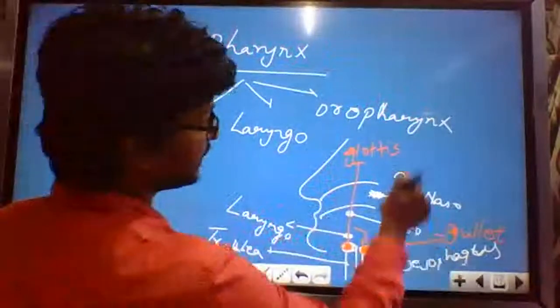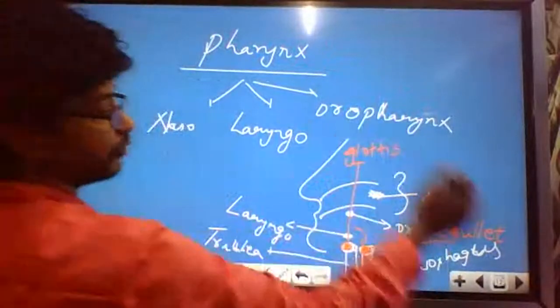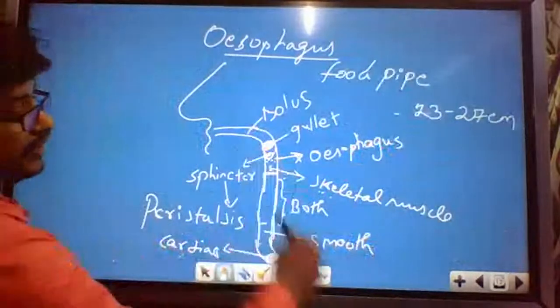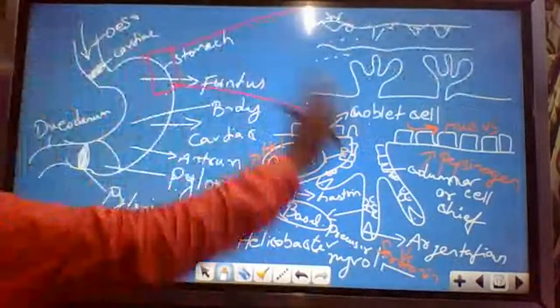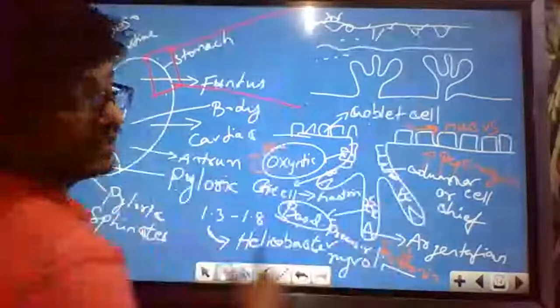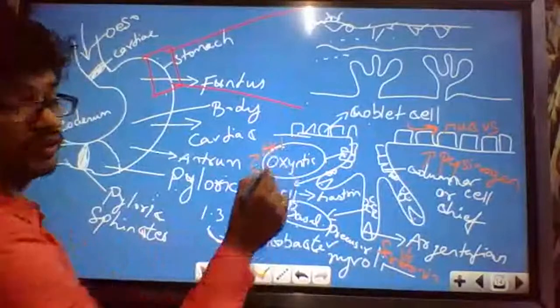Then we discussed the pharynx, 3 types of pharynx: nasal, laryngeal and oropharynx. We discussed the esophagus. At last, we are done with the stomach, how the zoomed-in structure of the stomach looks like and what is the main function of the oxyntic cells.